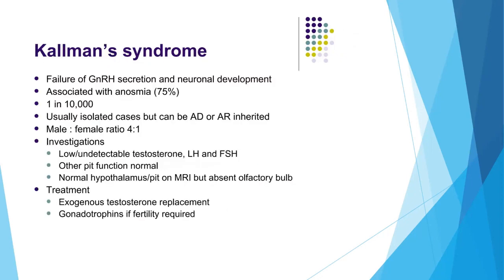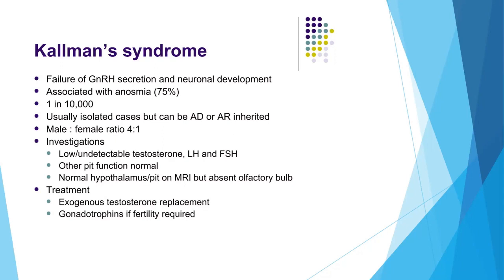One important topic that is very commonly asked is the Kallmann syndrome, because it has association with both the reproductive system and the neurological system. There is failure of GnRH secretion and neuronal development, associated with anosmia. So whenever the question gives you a hint about anosmia and there is some mention of reproductive findings, then you must think about the Kallmann syndrome.